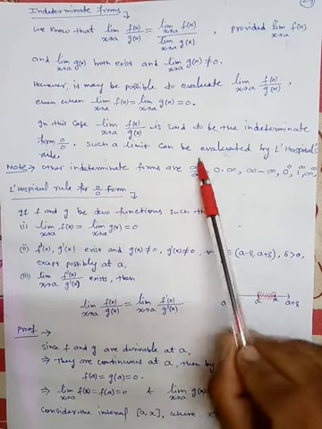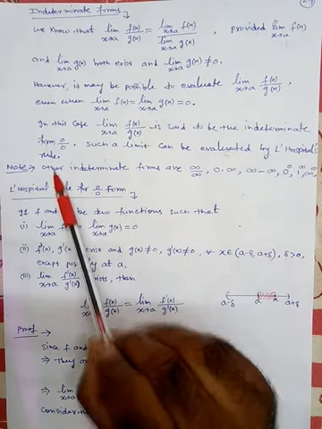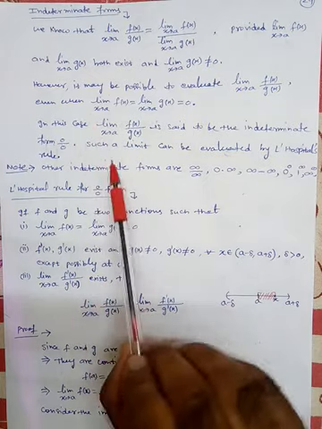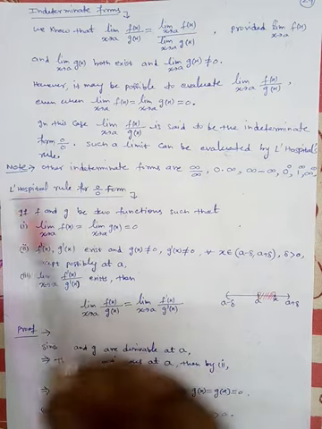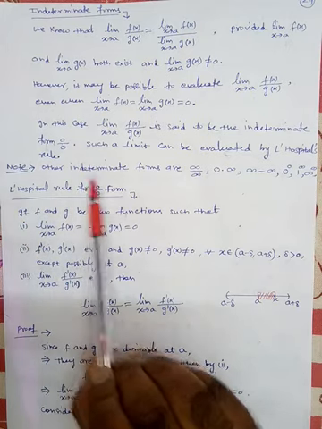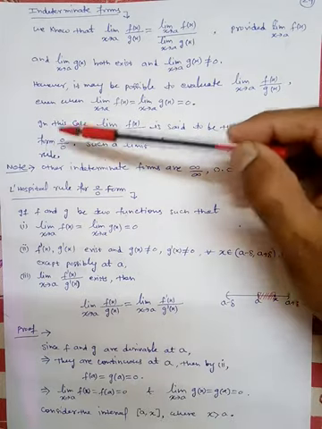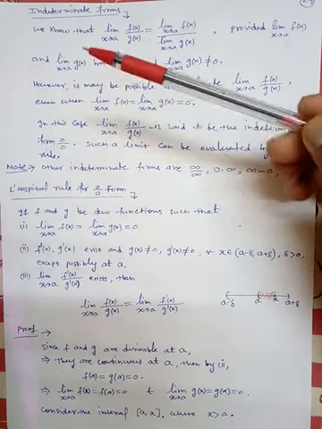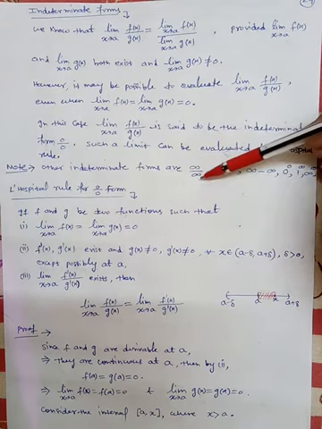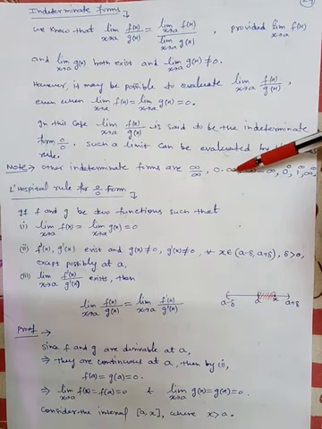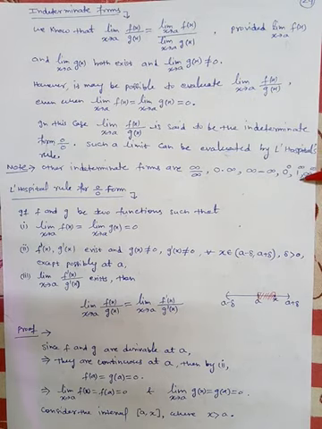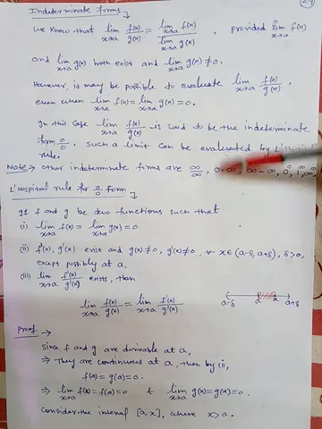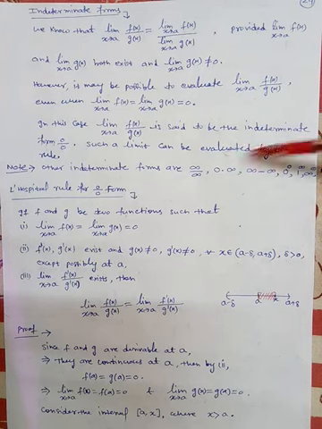Such a limit can be evaluated by L'Hospital's rule. So there is a rule to evaluate this limit of the form 0 by 0, which is known as L'Hospital's rule. So we will discuss this rule here. Note, other indeterminate forms: there is not only the 0 by 0 form, but there are other forms also. And these are infinite by infinite, 0 into infinite, infinite minus infinite, 0 raised to the power 0, 1 raised to the power infinite, and infinite raised to the power infinite. So we will take examples on these.